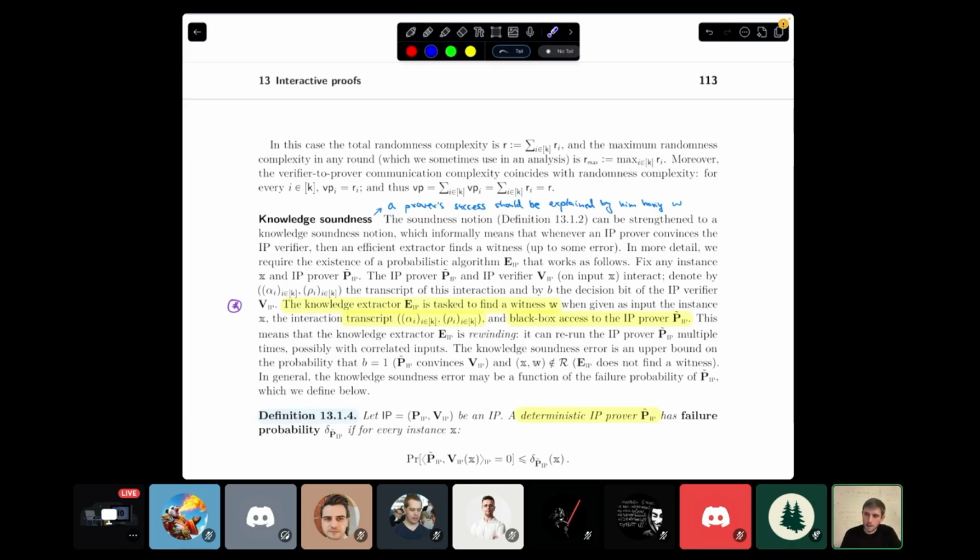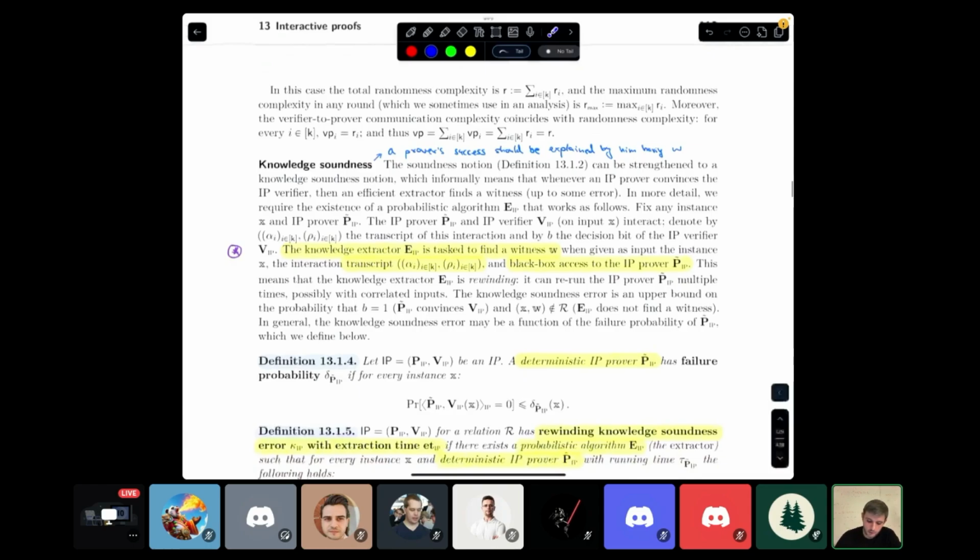But how can we quantify the probability that the verifier... How can we quantify the fact that we want that if the prover accepts, it's because there exists a witness? We want to be able to say that acceptance from the verifier means that there was a witness in mind. So the prover cannot convince the verifier without having some witness. And for that, we're going to define the notion of extractor.